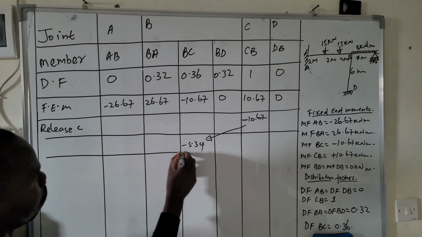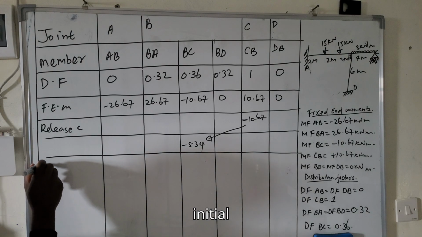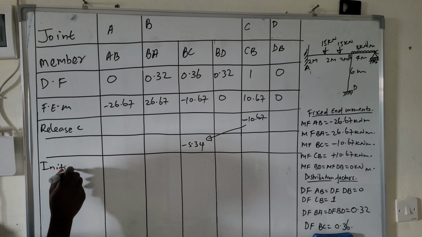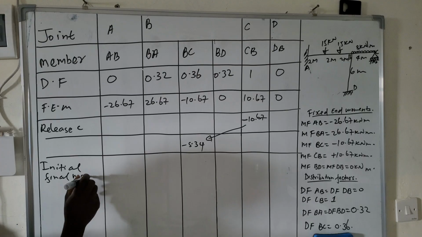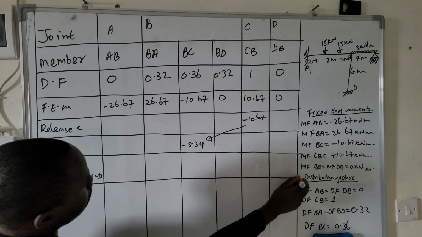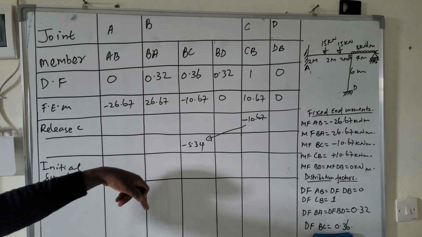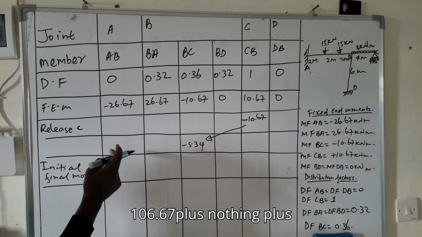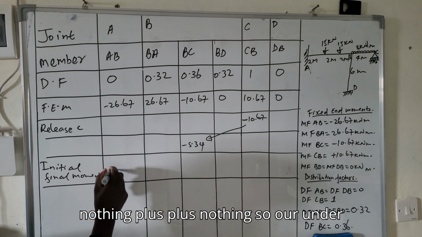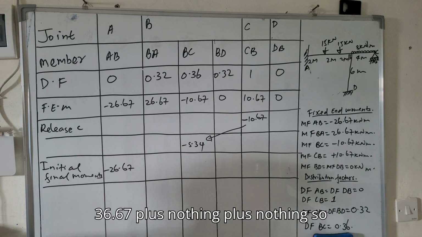After doing so, you will now calculate our initial final moment. Our initial final moment will add the fixed end moment as you proceed downward. So we'll start with negative 26.67 plus nothing, plus nothing, plus nothing. So our answer will be negative 26.67. Then 26.67 plus nothing, plus nothing.